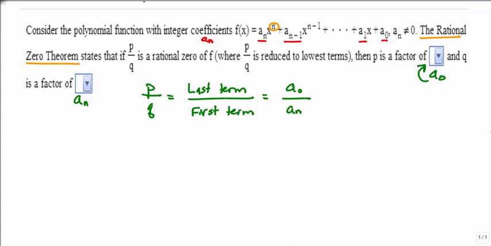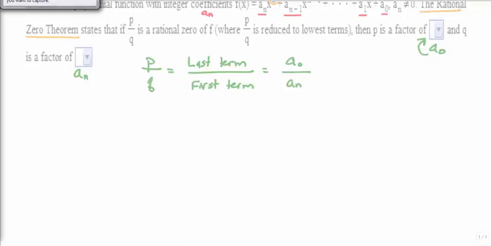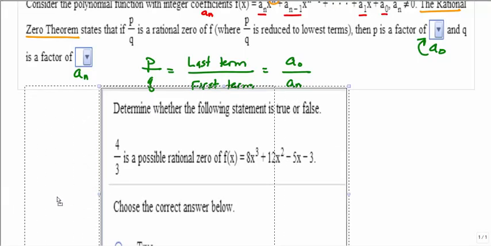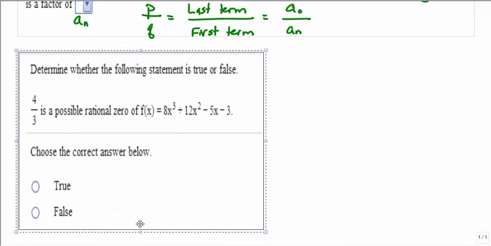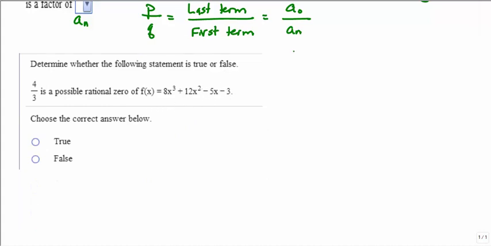So let's look at an example of where we're asked to actually come up with this list when numbers are involved. When we're just looking at variables and these a naughts, etc., it's kind of hard to find some of those solutions. So on our homework problem that we have next, it says determine whether the following statement is true or false. And they want to give me a problem where I'm asked to find out potential solutions. And so that's what we're up here for. We're saying, okay, what are some potential solutions? And here they call it possible rational zeros.